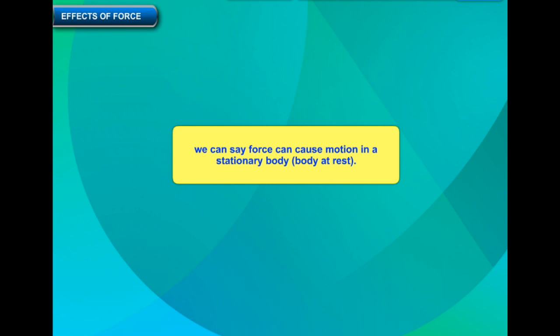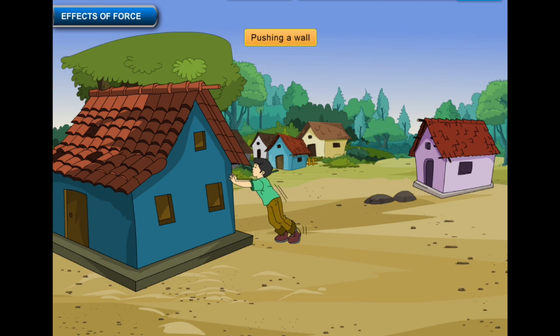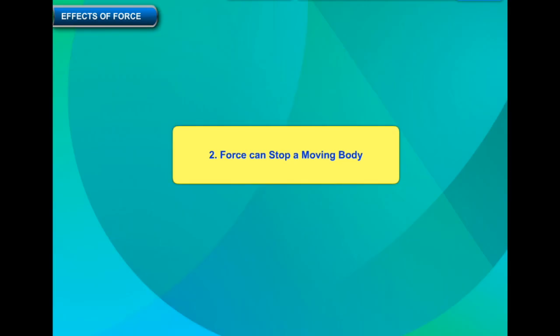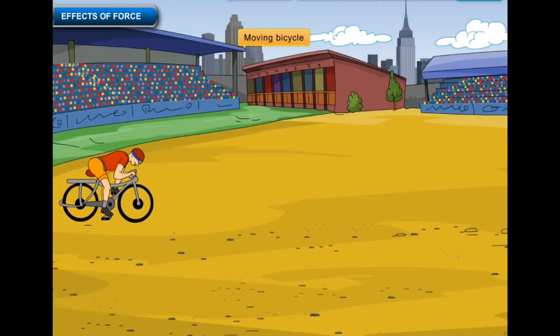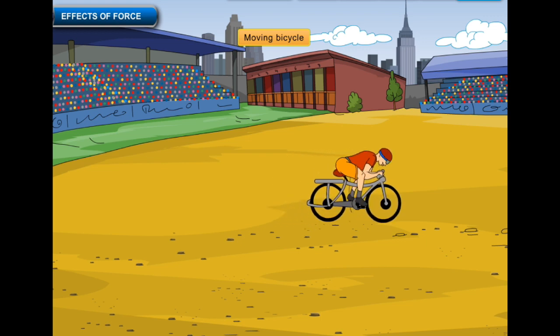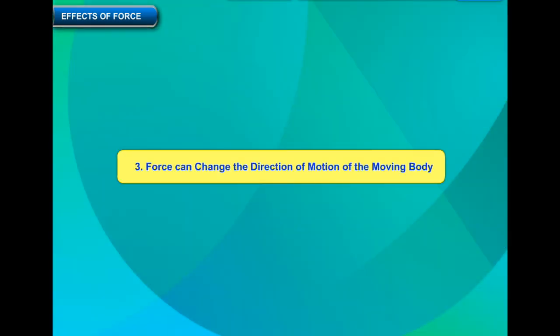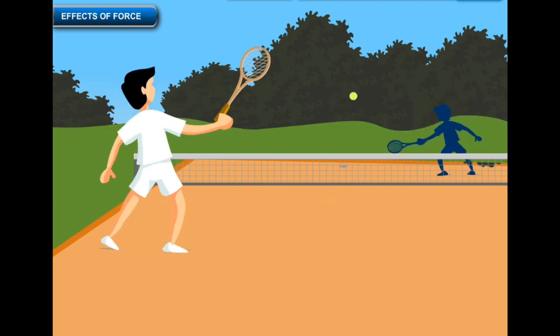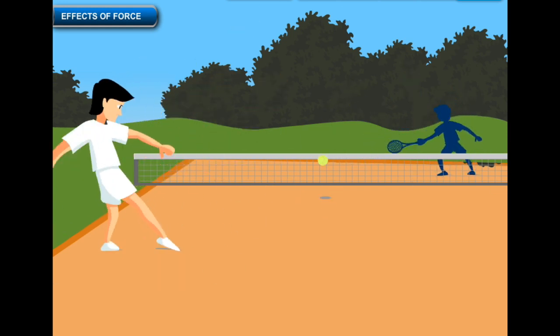However, it is not necessary that a force always makes a stationary body move. Force can stop a moving body. If we apply brakes to a moving bicycle, it stops. Force can change the direction of motion of a moving body. When we play badminton, we change the direction of the shuttle by applying force in the opposite direction with the help of a racket. Force can change the speed of a moving body.